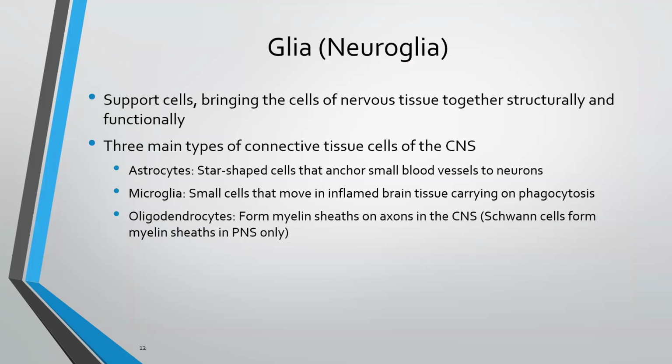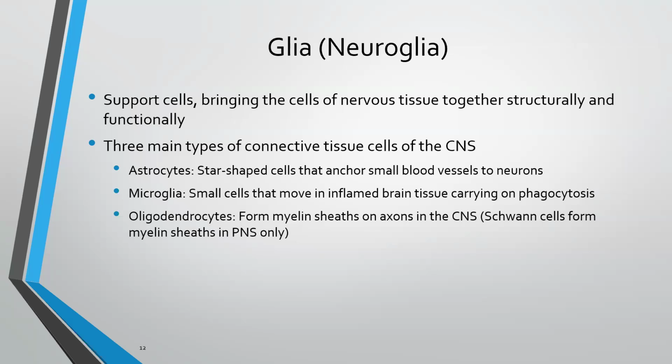So another cell that we've mentioned is the glia, which is the neuroglia. These are support cells, and they bring cells of the nervous tissue together structurally and functionally. So the function of glia cells: glia is Greek for glue. So it holds the functioning neurons together, protects them, and regulates neuron function.